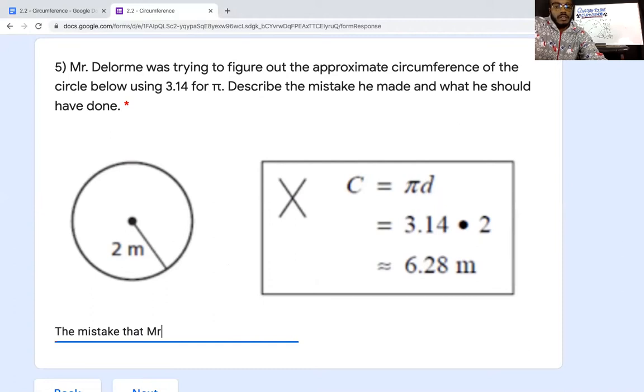and I don't want you guys to fall into this trap. The mistake that Mr. DeLorme has made is not multiplying his radius by 2. When you have the radius, it has to be multiplied by 2 and the product multiplied by pi, sorry.